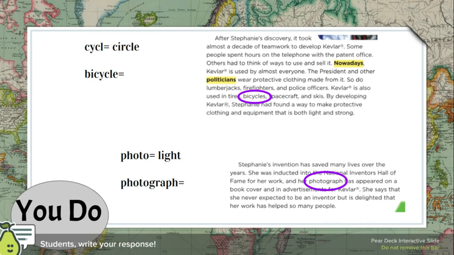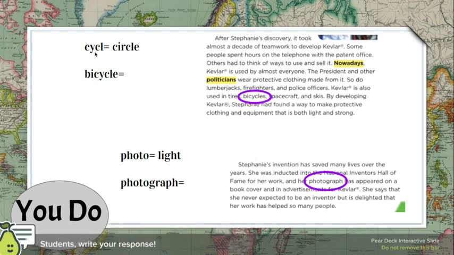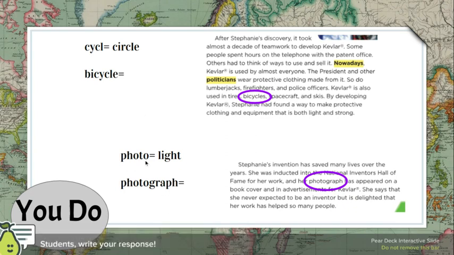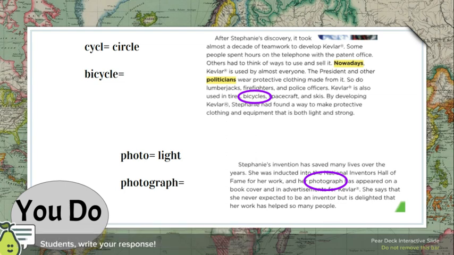So now you're going to pause your video, write what you think the definition is for bicycle, if CYCL means circle, and write a definition for photograph, if PHOTO means light. Once you have a definition for bicycle and photograph, turn your video back on and we'll check to see if you were right.